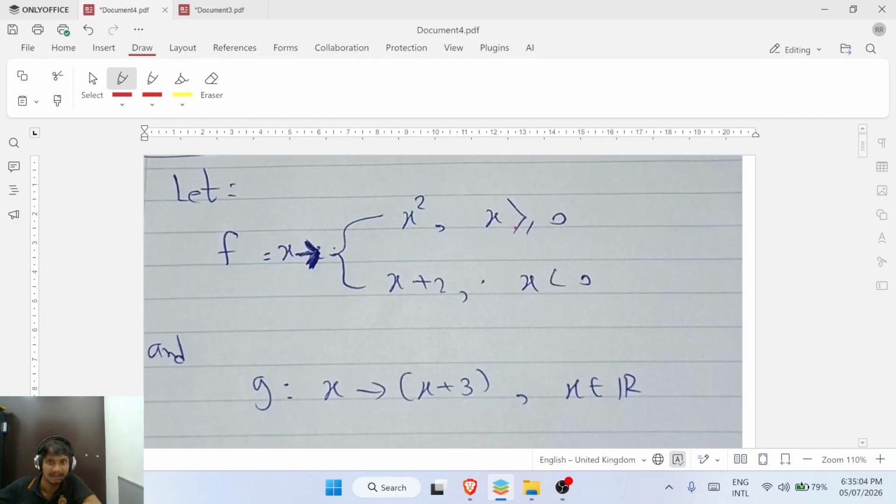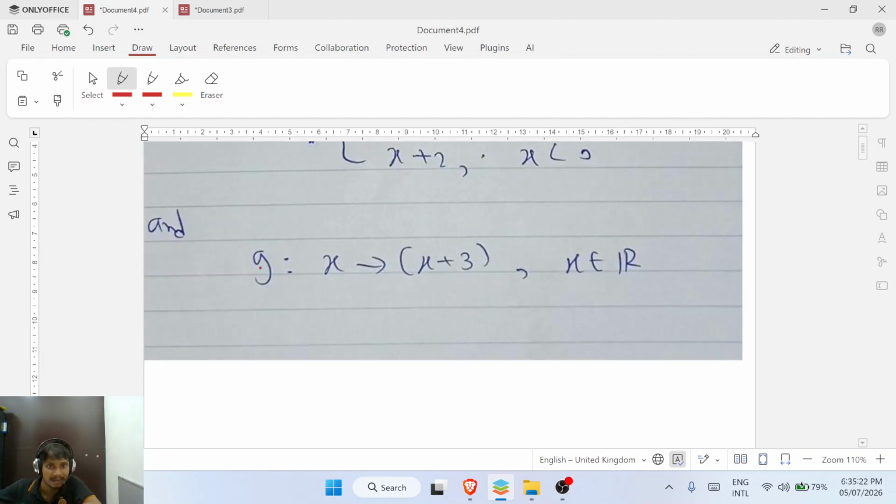Okay, if x is greater than or equal to 0, f of x is equal to x square. If x is less than 0, which means x is minus, f of x is equal to x plus 2. The function g is x tends to x plus 3 if x belongs to the real number set, which means x is a real number. What is the meaning of this? g of x is equal to x plus 3.